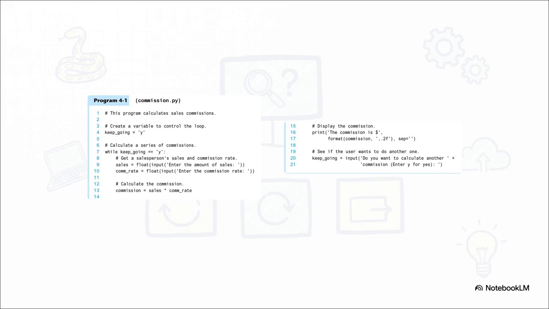See how we set keep_going to yay. Our while loop then checks, hey, does keep_going equal yay? It does, so it runs the math. Then at the very end of the loop, our input function politely asks the user if they want to calculate another commission, giving them the ultimate power to feed the loop all over again.